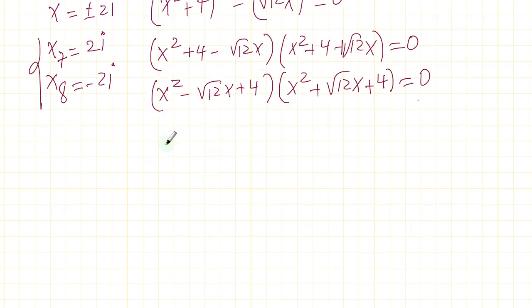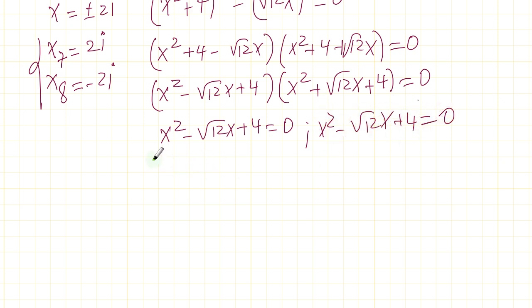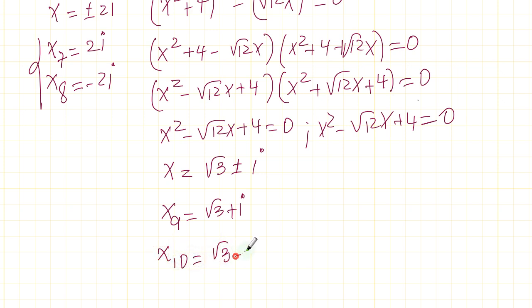So from here, guys, we have x squared minus square root of 12x plus 4 equals 0, and x squared plus square root of 12x plus 4 equals 0. Solving this equation, this is a quadratic equation. This is simple. We have a formula for this. So solving this one first, we're gonna have x equal to square root of 3 plus or minus i. It means that our x9 is going to be square root of 3 plus i, and our x10 is going to be equal to square root of 3 minus i.